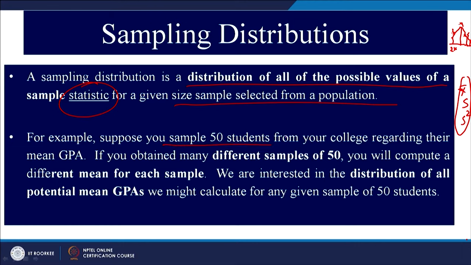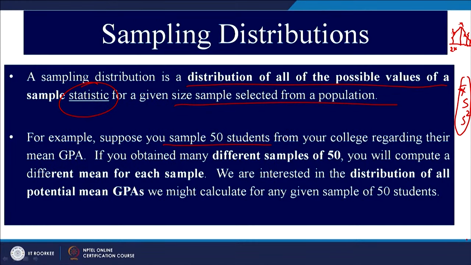Let's say you select 50 students from a population of 8,000. So you can select these 50 students in different ways, isn't it? So let's say you have selected one sample of 50 students. You have found out its mean. Again, second sample of 50 students. Then the mean would be different, isn't it? So when you draw the distribution of these sample means, it would be called sampling distribution. So we are interested in the distribution of all potential means.